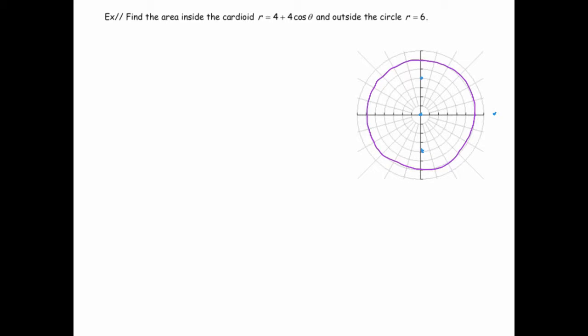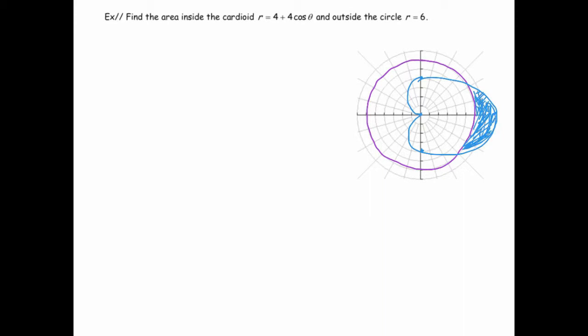Alright, good enough. We want the area inside the cardioid, but outside the circle. So that's describing this area here. So how are we going to get that area?